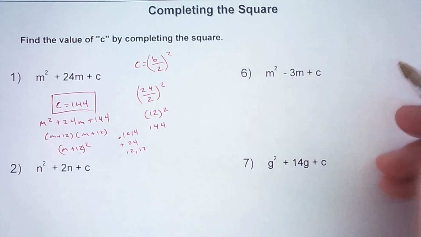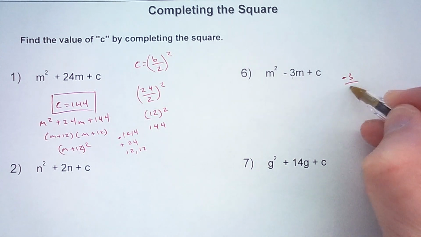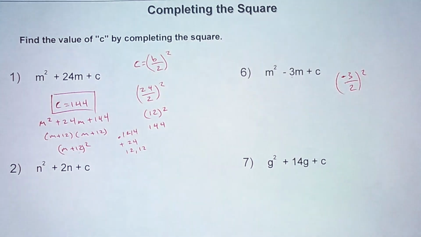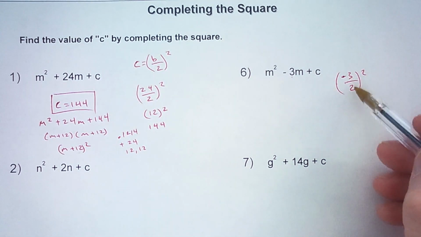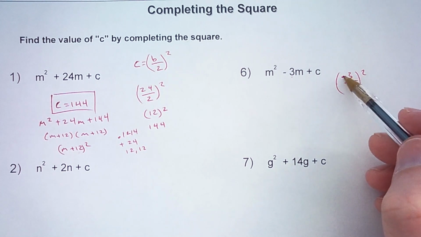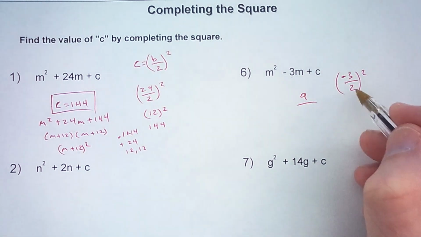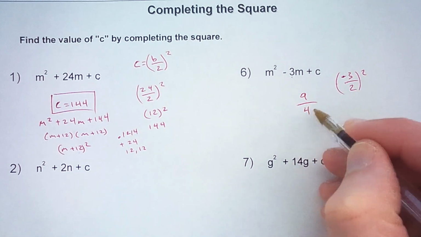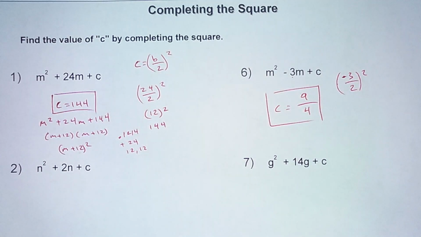Okay, so here b is -3. So the c here is going to be -3 divided by 2 squared. Now -3 divided by 2, that's not going to be a whole number, so we're just going to leave it just like this. When I square that -3 in the numerator, I get 9. When I square the 2 in the denominator, I get 4. So c will be 9/4.